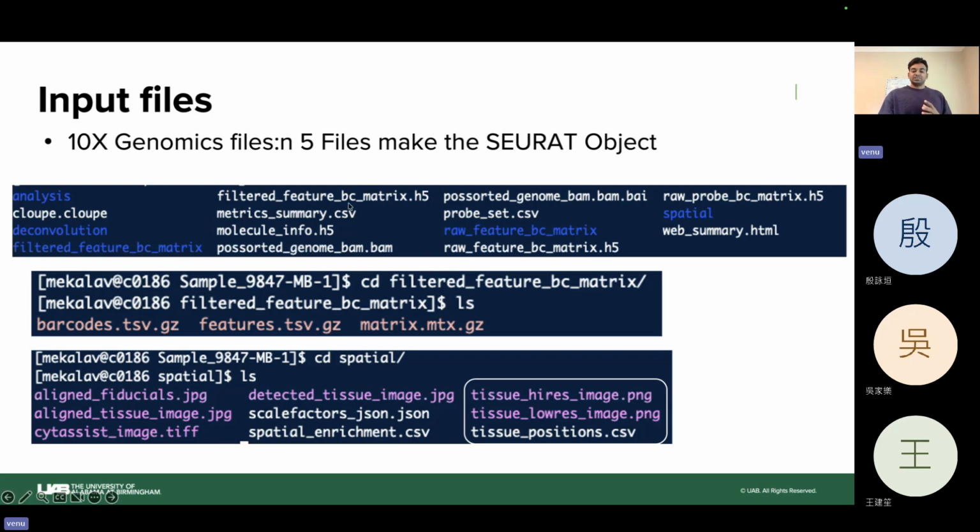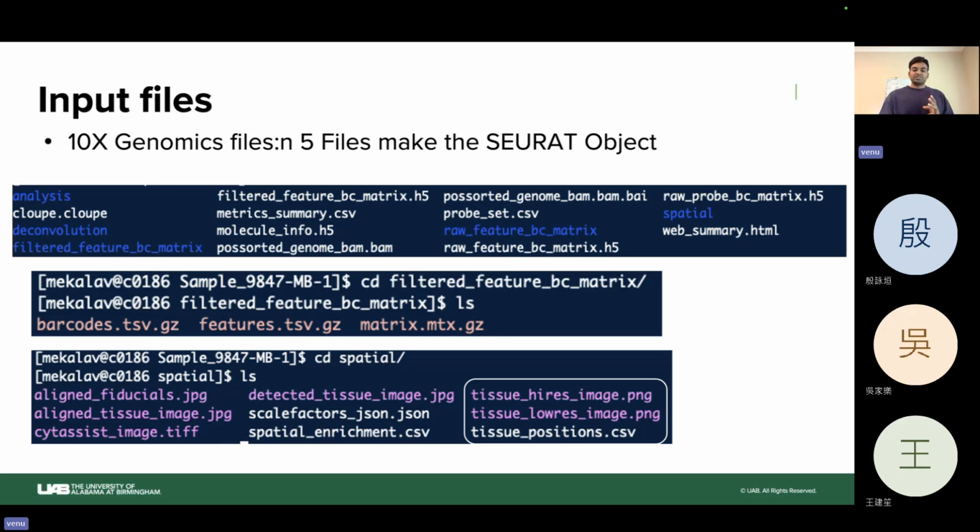So what is this? We get the filtered feature BC matrix. Within it, we have barcodes, where each spot has a barcode, and each spot, say 1 to 100, is associated with some name. Then the features are how many genes are present in each spot, and the matrix is the gene expression data present in that particular spot.